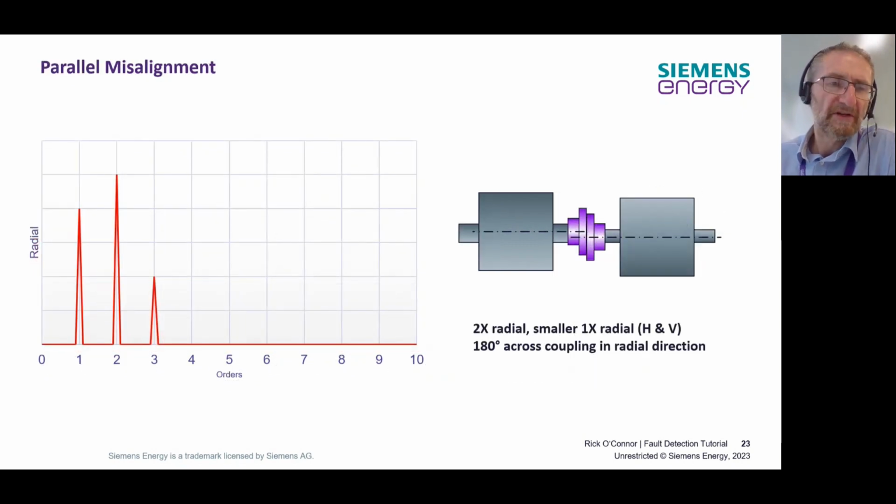If we had a parallel misalignment, where you can see the actual flanges are offset, a quite common thing here would be a very dominant 2x response and maybe a smaller radial 1x in both the horizontal and vertical directions. Again, we would see 180 degrees across the coupling in the radial direction in this case.